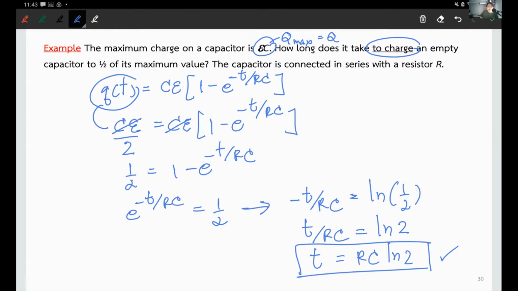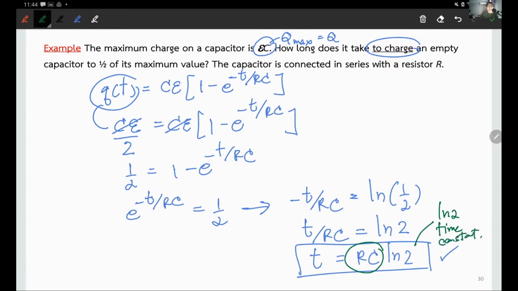Okay? And of course, they can ask you to charge the capacitor up to whatever value of the charge that they want. All you need to do is plug into this expression, and you can solve for t. How long does it take? And if you notice that RC is a time constant, you can answer this in the form of the time constant if you like. You can say it's log 2 time constants if you want to.